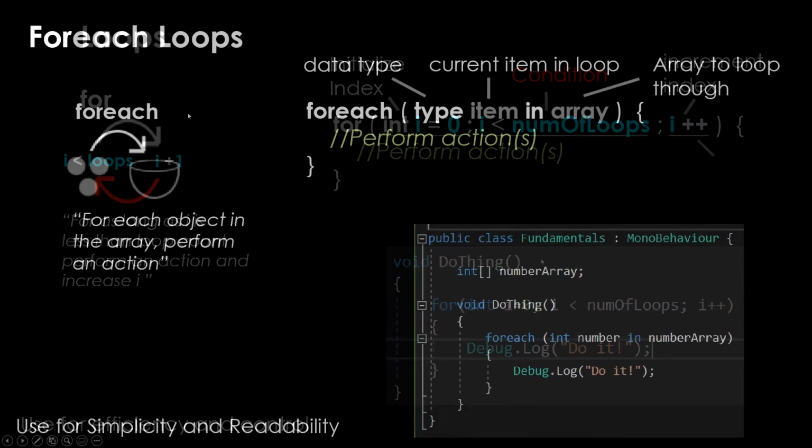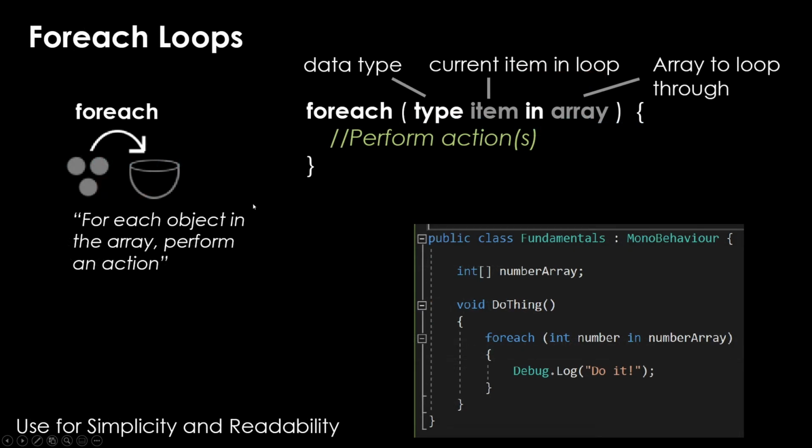A value to track, in most cases we'll use i for index, a starting point, a condition, and then a modifier. We also have a foreach loop, and foreach loops are very useful if you're looking to do something very simple to a grouping of objects. So if you don't need to track any kind of order or you don't need to do anything complex in those objects, then a foreach loop is very readable and very clean.